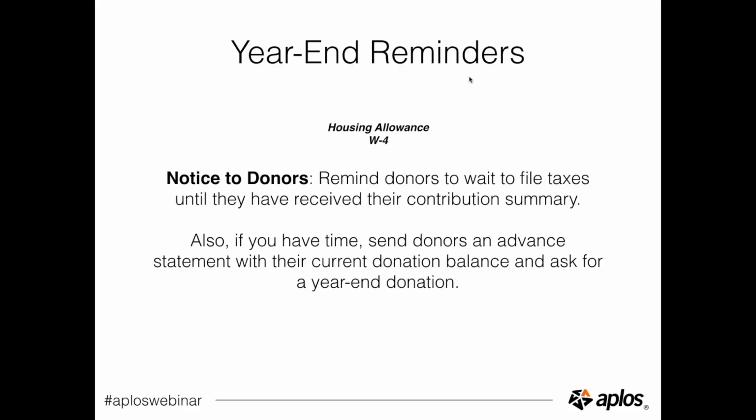And then also a notice to donors. We're going to talk about this in a little bit as well. Remind donors to wait to file taxes until they've received their contribution summary. A lot of people get antsy at the end of the year and want to file their personal taxes, but they can't do so until they have their contribution statements from you and other people that they donate to. You have until January 31st. So in order for you to close out your donations for the 2016 year, get the donors their financial statements and present that information to them, you have until the end of January.